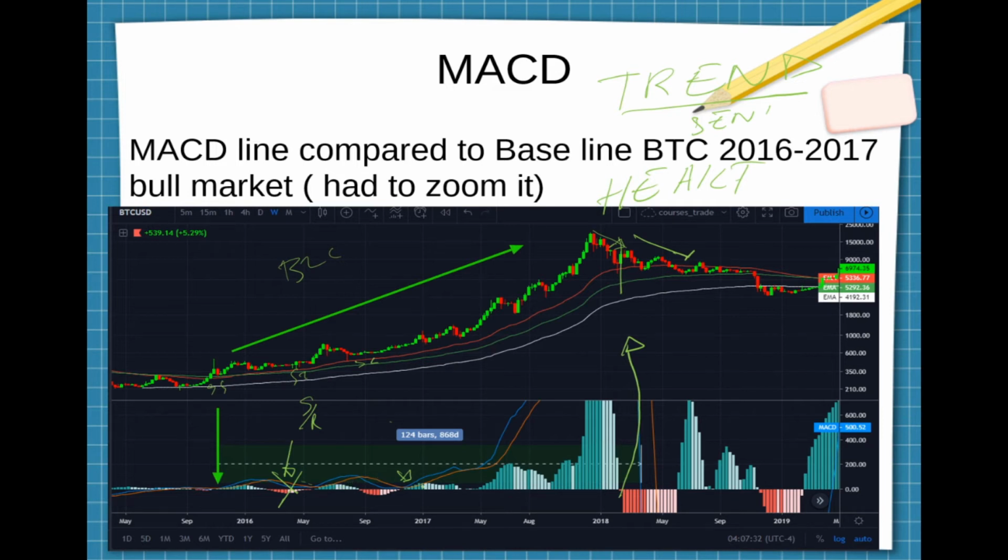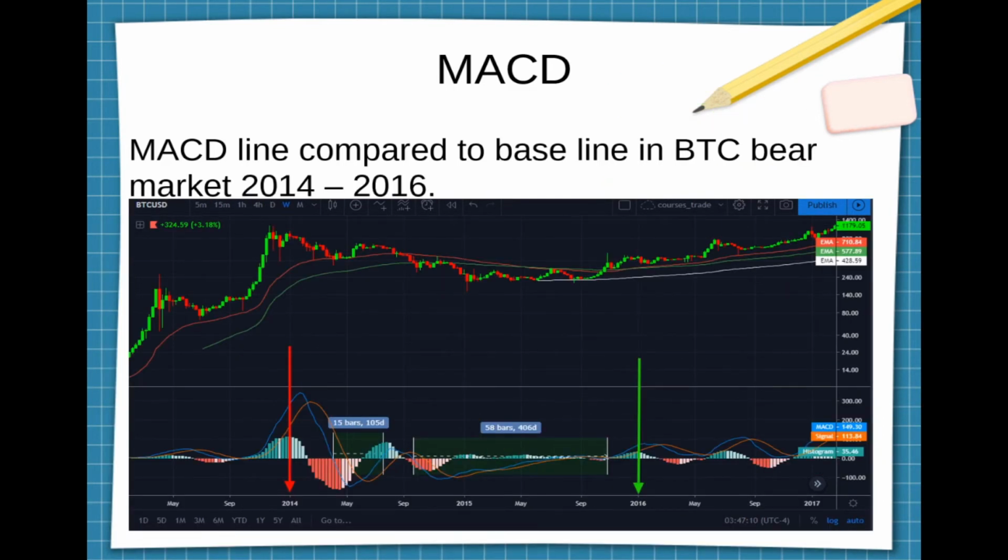So yes, if I have this and I have a position, I will probably never think about selling. Another one is 2014 to 2016. Now this is a little bit confusing, because as you can see, you have all these back and forth. This is a sideways market, okay.